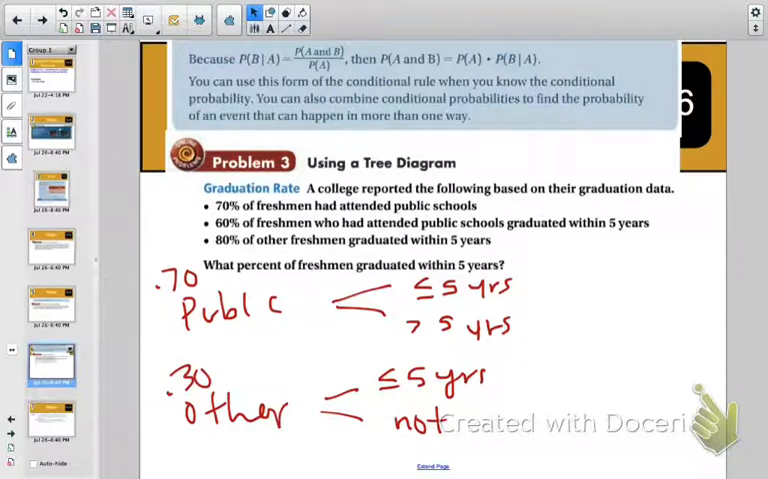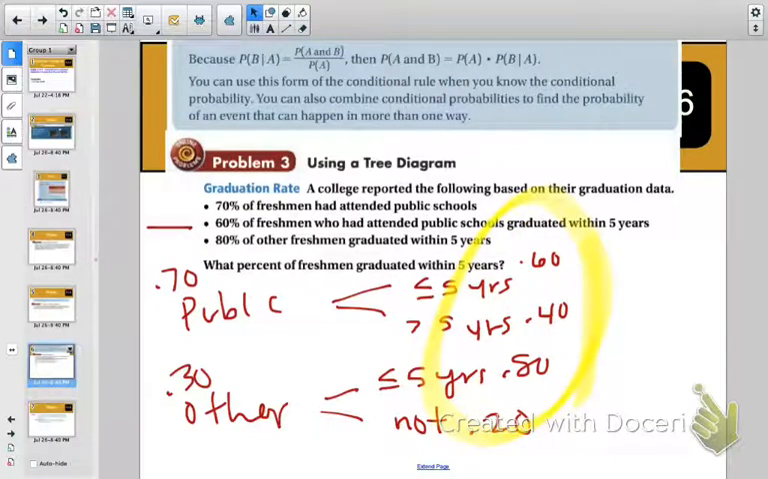Okay, and then if we look at this part right here, it says 60% of freshmen who attended public school graduated within 5 years. So this is 60%, which means that 40 would be the complement of that. And then the next one, it says 80% of other freshmen graduated within 5 years. So this is 80 here, and this is 20. Okay, so only these have to add up to 100 together, and these have to add up to 100 together because those are conditional probabilities. They're given based on some condition. So the whole thing doesn't have to add to 100, just each individual part of the tree, I guess.